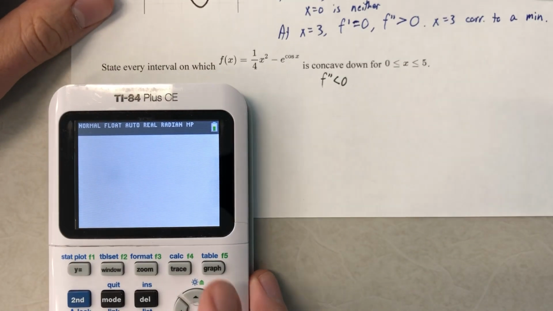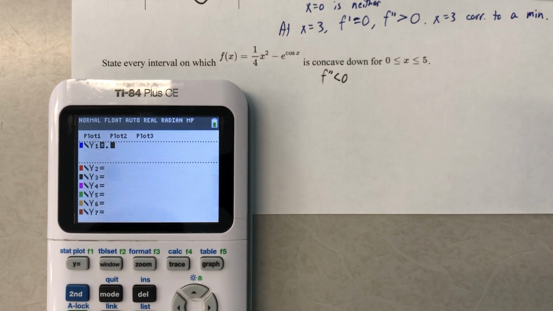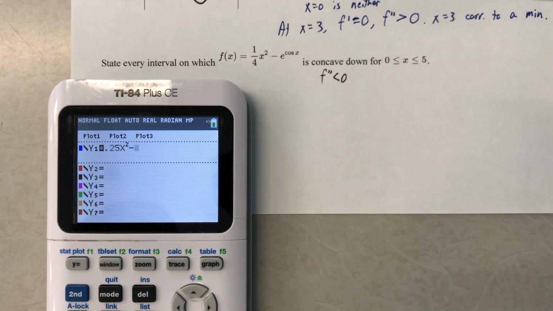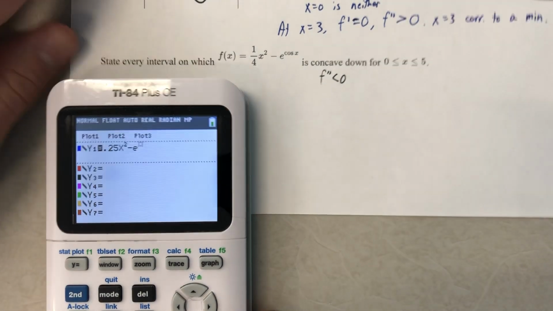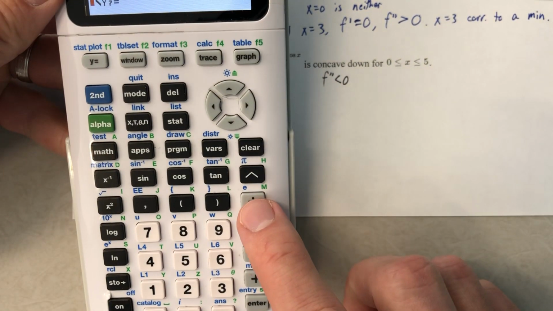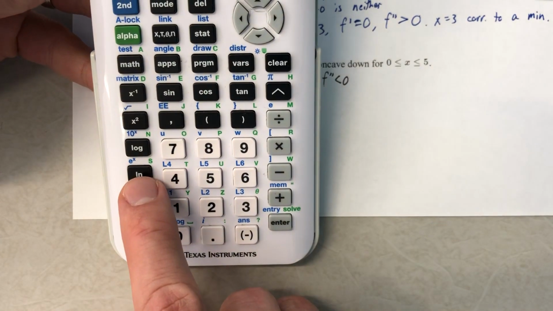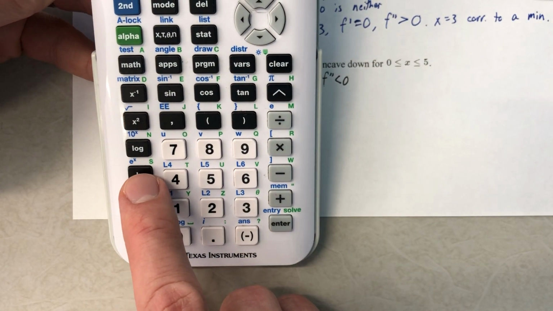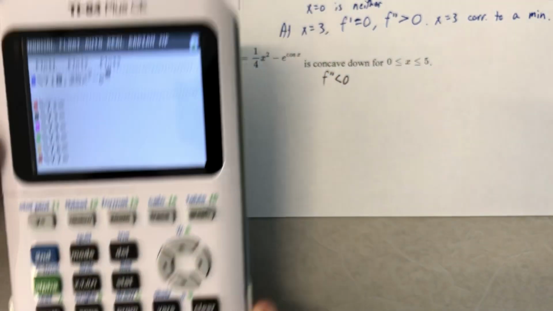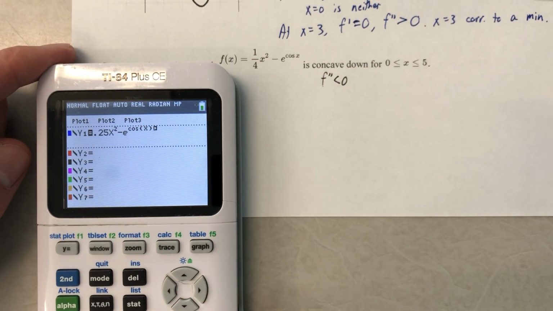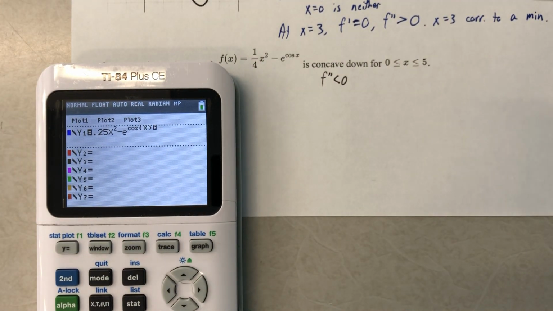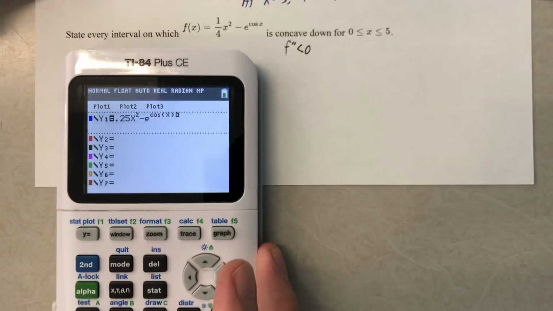Here we go. Y equals, type the function, 1/4 x squared minus e to the, all right, by the way, e has a couple options. You can get it here. I'm going to use this one on the ln button because it has an exponent built in. Second and ln. E to the cosine x, make sure you are in radians. You probably are.